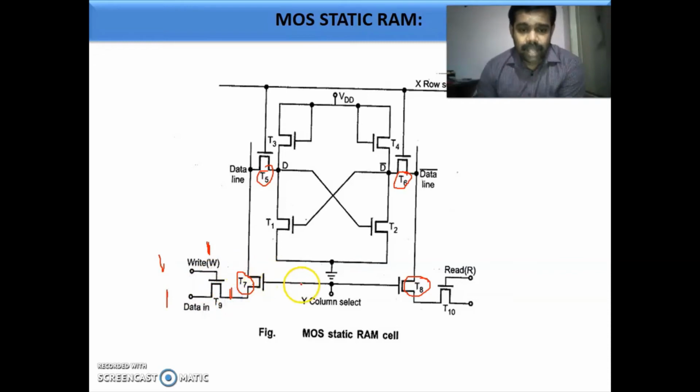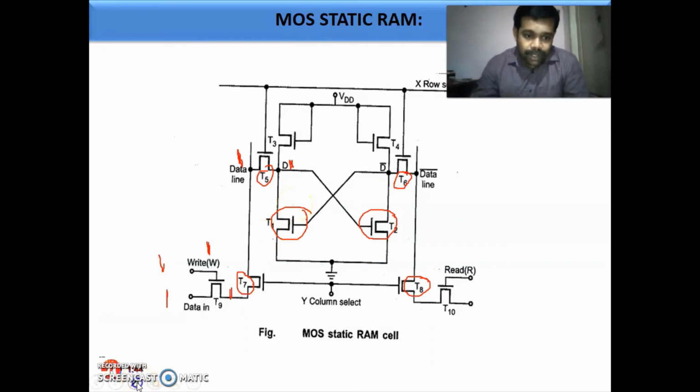Since you make this column select line high, T7 is conducting and you'll be getting a 1 here at the data line. T5 is already conducting due to this X row select being high. So we'll be getting 1 here, that is, at D we will be getting 1. At that time T2 will be on and T1 will be off. What happens when you are writing a 1 here? You will be getting a 1 at D, and T2 will be on and T1 will be off. So this is writing 1.